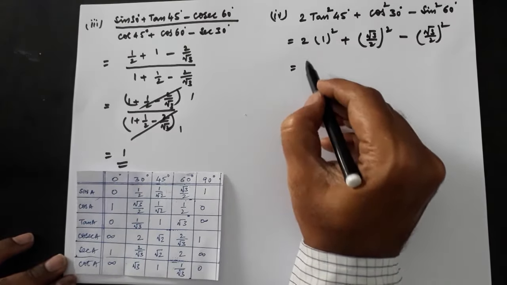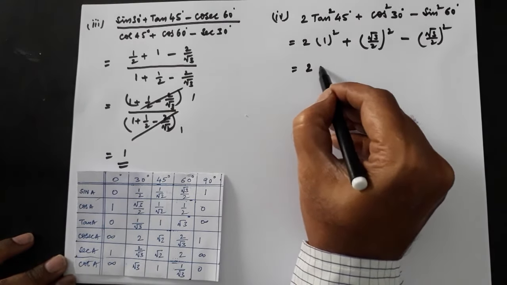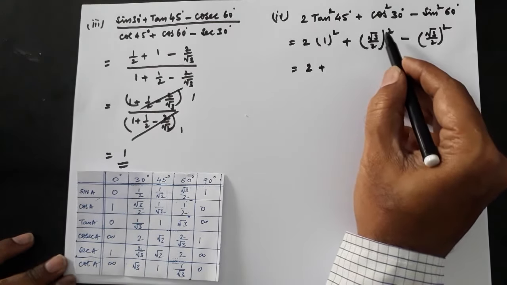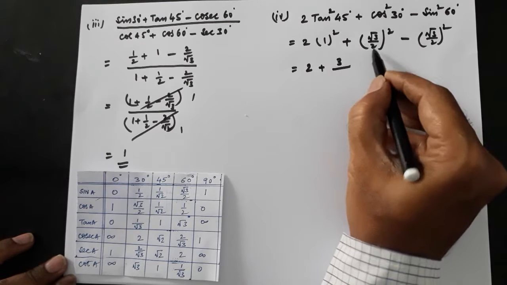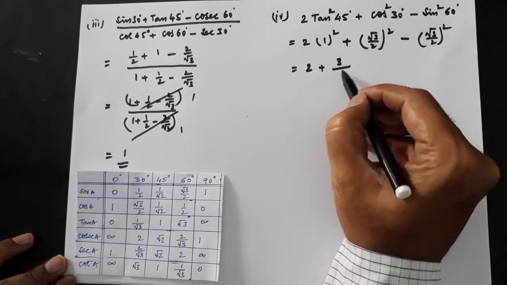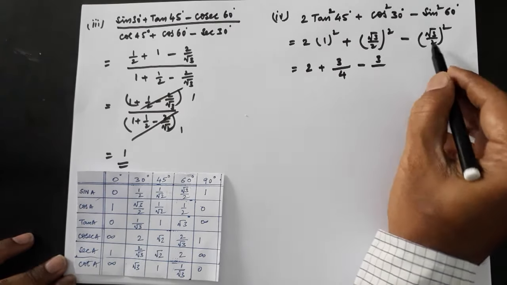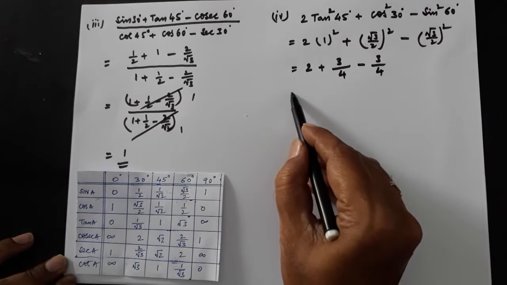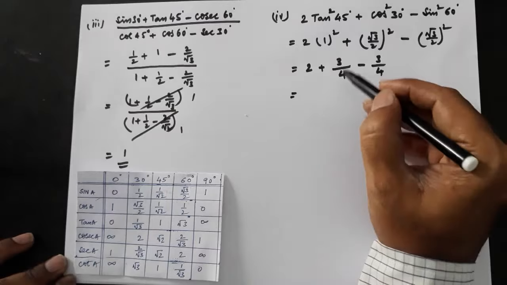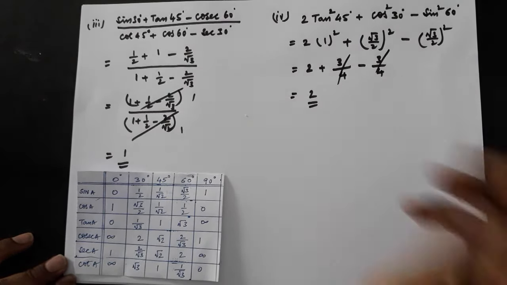So 1 square is 1, 2 into 1 is 2, plus root 3 square is root 3 into root 3, which is 3, divided by 2 square, which is 2 into 2, 4. Okay. Minus root 3 square is 3, 2 square is 4. Okay. So 3 by 4 cancels out, and we have 2 as the answer.